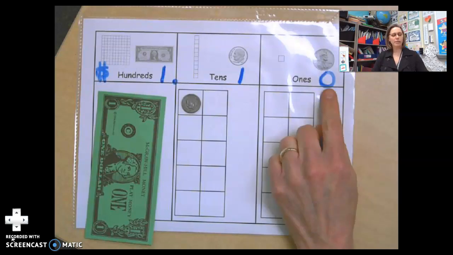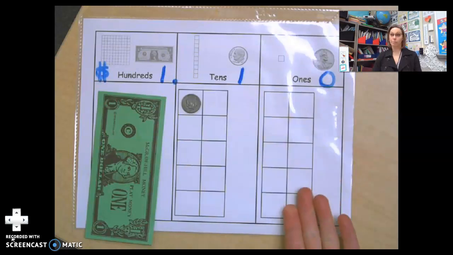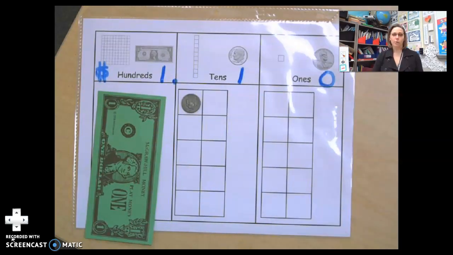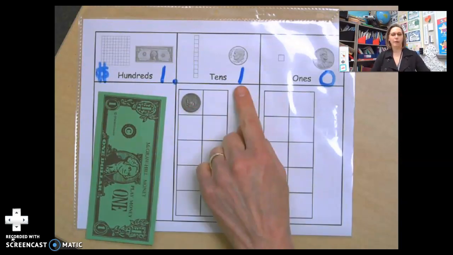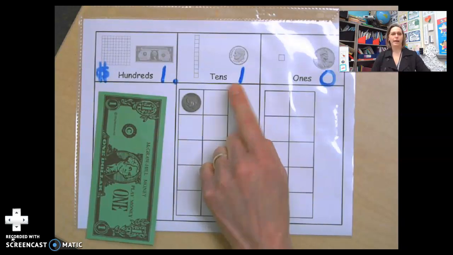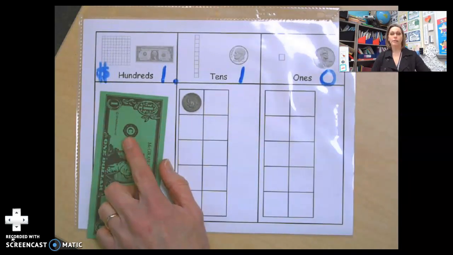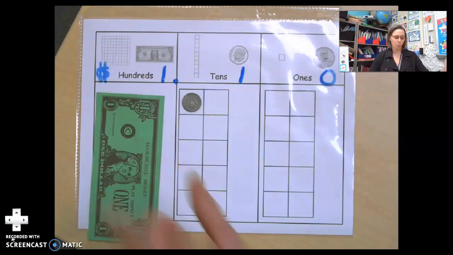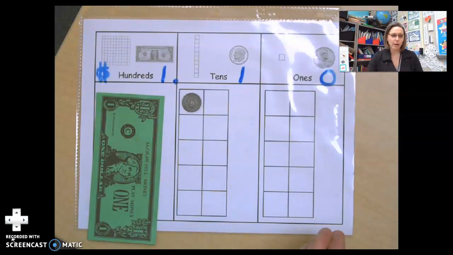So what does this 0 right here represent? How much is that? 0, because we have nothing. It's a big fat 0. Big fat nothing. And then our 1 dime, how much is that? 10 cents. And our $1 is 100 cents, 100 cents or $1.